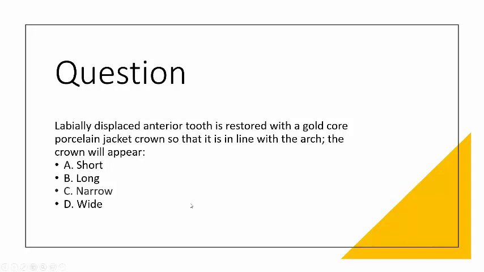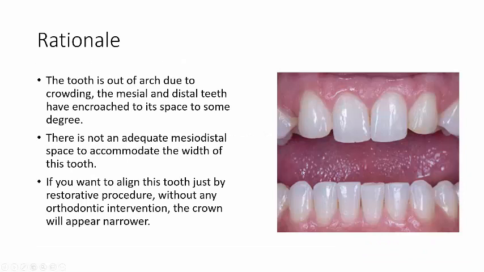The answer is narrow. Why? First of all, look at this. This is the situation where the tooth is slightly out of arch. So what happened? This tooth has moved slightly mesially, and this has also moved slightly mesially. Now, when they have moved mesially, the space for this tooth is not adequate. That is why it is out of arch.